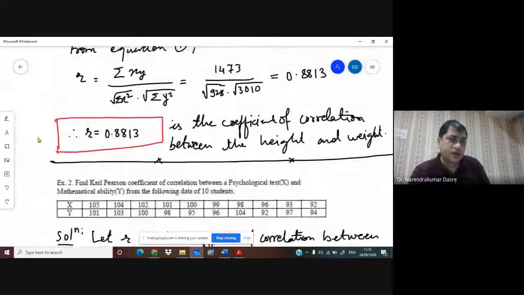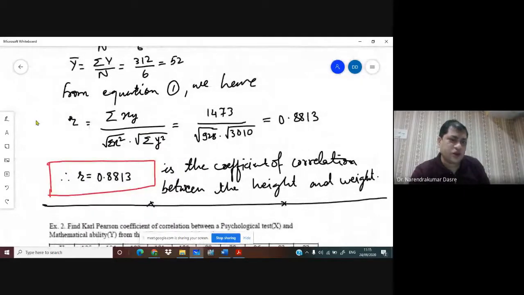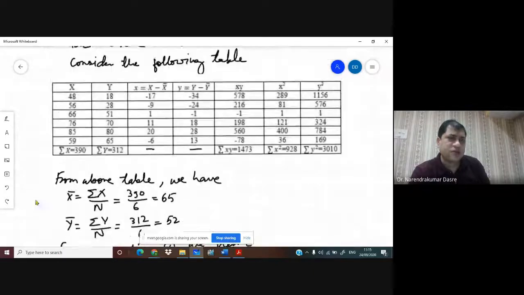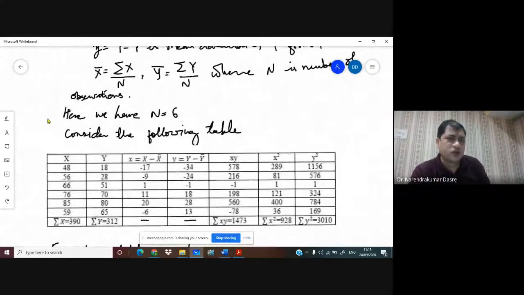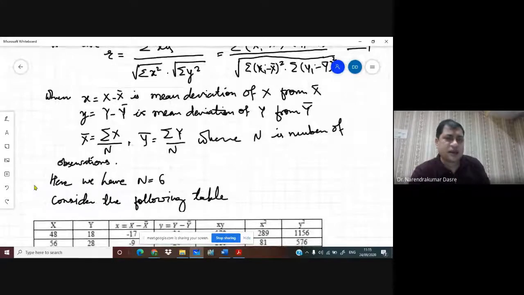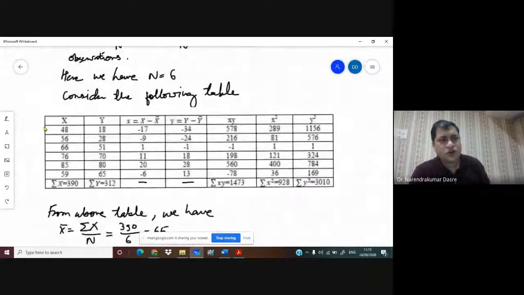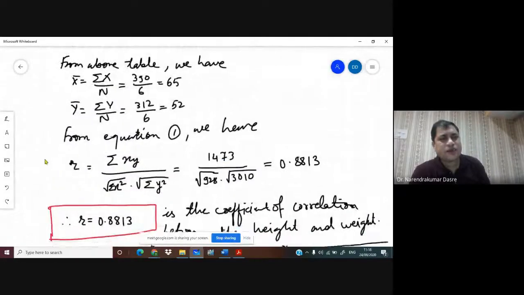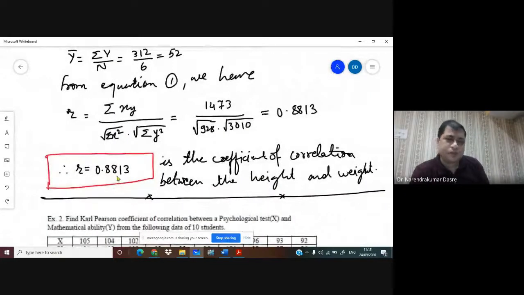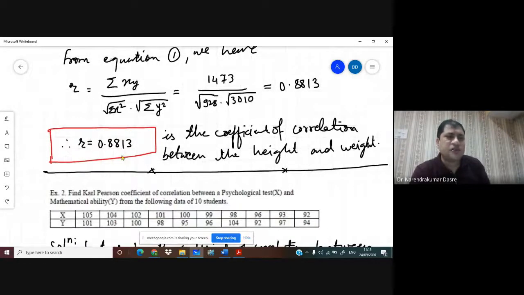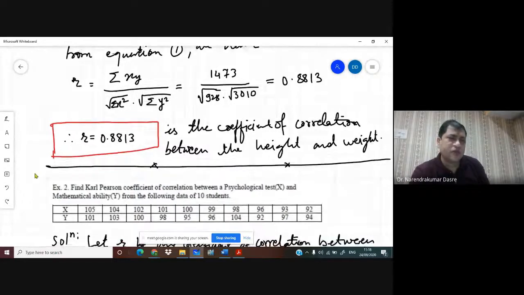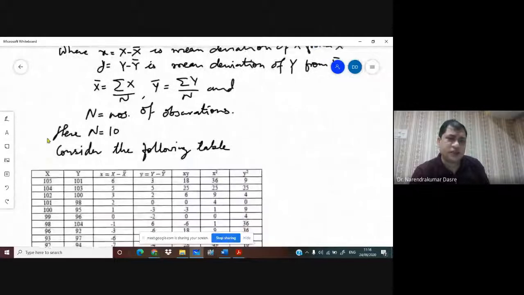So actually, when we say R is going to be 0.8813, that means at what confidence I can say that there is a relation between the height and weight. Okay, so I can say that with 88.13% this claim may stand that there is a relation between the height and the weight. Okay, what about here in this next example?